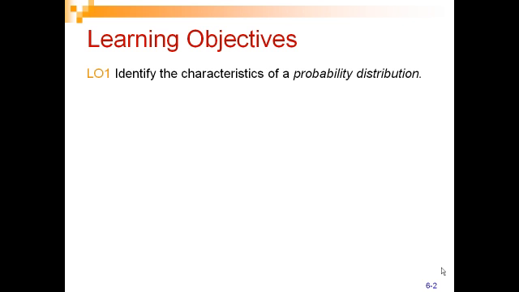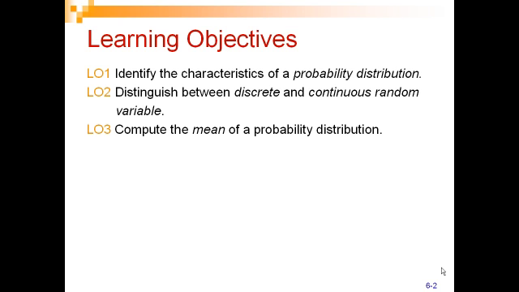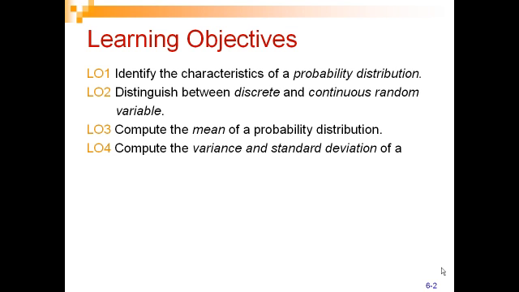Okay. Now look at our learning objectives for this chapter. There are 7 learning objectives. Learning objective 1, to identify the characteristics of a probability distribution. Learning objective 2, distinguish between discrete and continuous random variables. Learning objective 3, compute the mean of a probability distribution. Learning objective 4, compute the variance and standard deviation of a probability distribution.